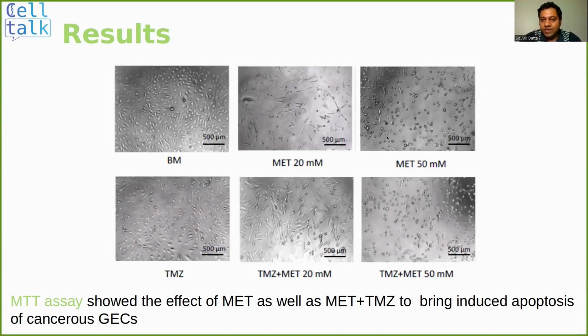Further, when they increased the dose, they found that there was even further killing, the apoptosis of the endothelial cells. So in this way, they tried to see whether the combination therapy is working fine or the monotherapy is working fine. In both cases, they found that there was a substantial reduction of the endothelial cells in culture. Of course, they didn't go for 24 hours of culture. They went for around 48 to 72 hours of culture.